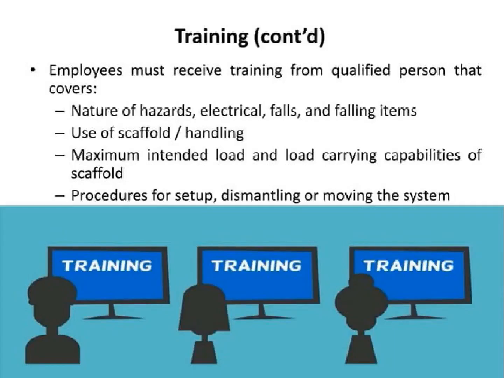Employees must receive training from a qualified person to ensure they understand the potential hazards associated with electricity, falls and falling items, the correct use of a scaffold, the maximum intended load and load-carrying capabilities of the scaffold, and the procedures for setting up, dismantling or moving the system. These preventive measures can help reduce the risk of injury due to working at height.